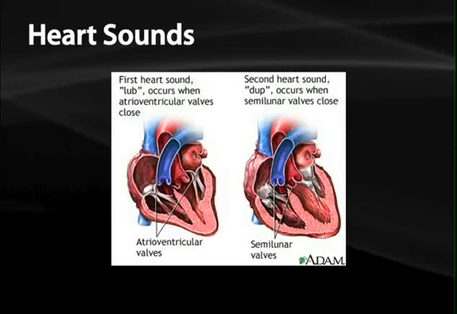The first heart sound, or the lub, occurs when the atrioventricular valves close, or the mitral and tricuspid valves. The second heart sound, which is the dub, occurs when the semilunar valves close, or the aortic and the pulmonic valve close.